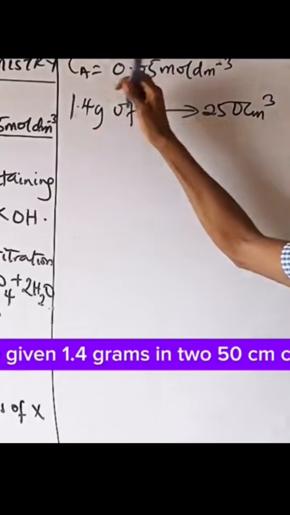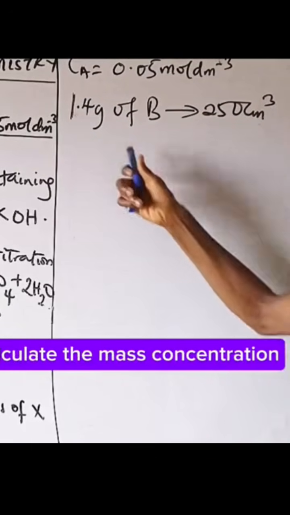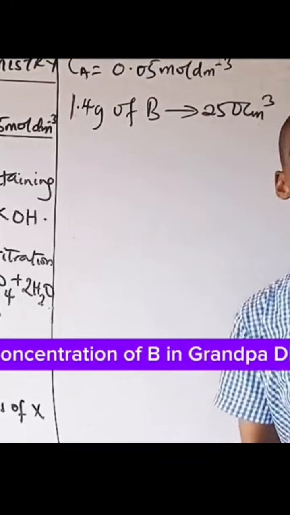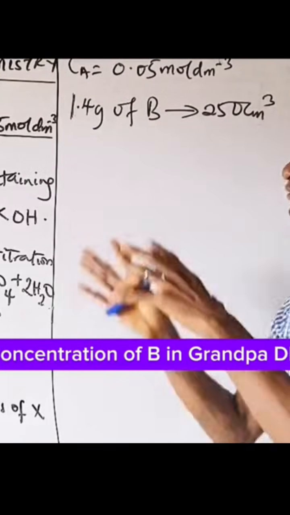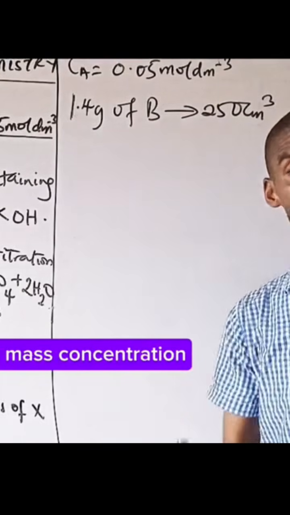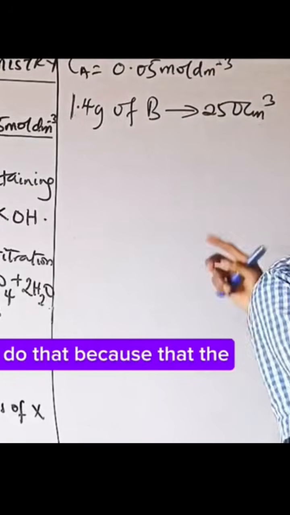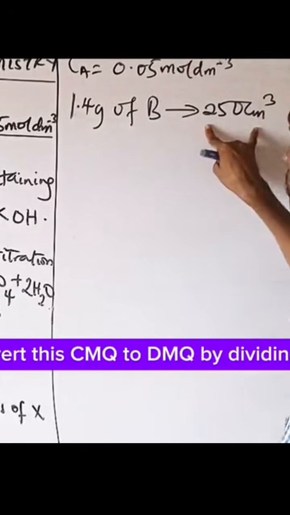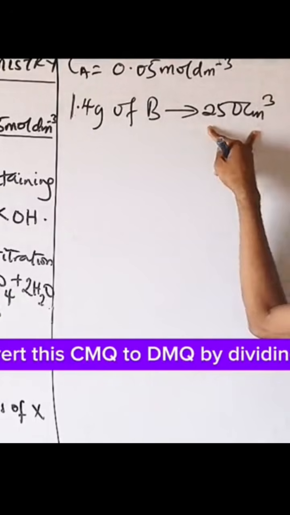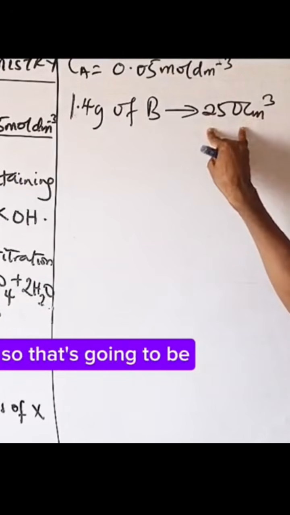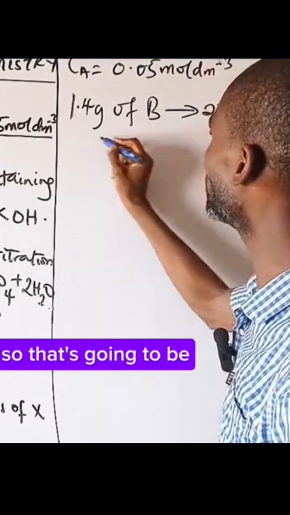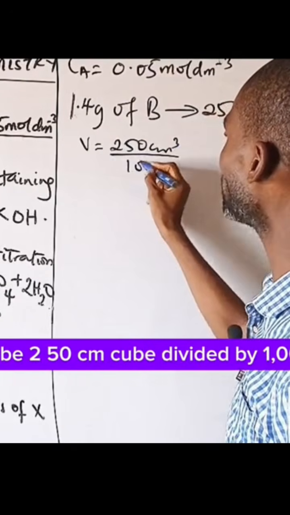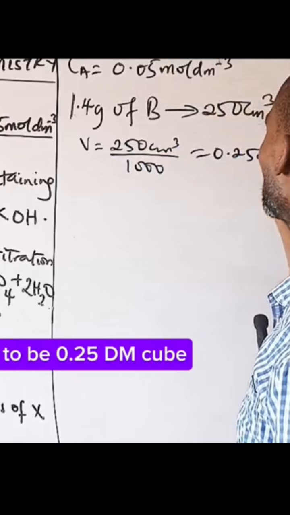So with this value, we're given 1.4 grams in 250 cm cube. This will be used to calculate the mass concentration. So at the end of this calculation, we are going to have the concentration of B in gram per dm cube, which is the mass concentration. And how can we do that? Because the SI unit of that concentration is going to be gram per dm cube. So the first thing is to convert this cm cube to dm cube by dividing 250 by 1000. So the volume is going to be 250 cm cube divided by 1000. That's going to be 0.25 dm cube.